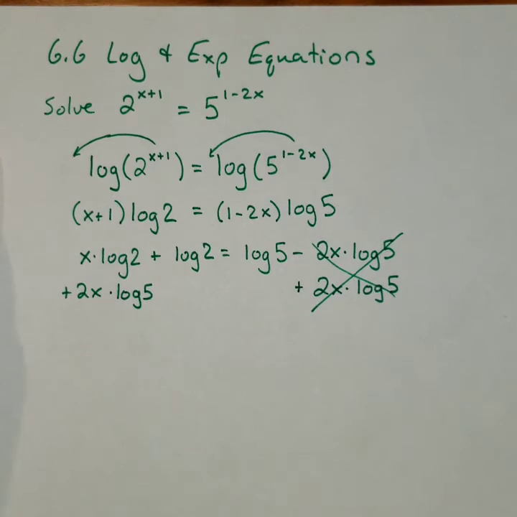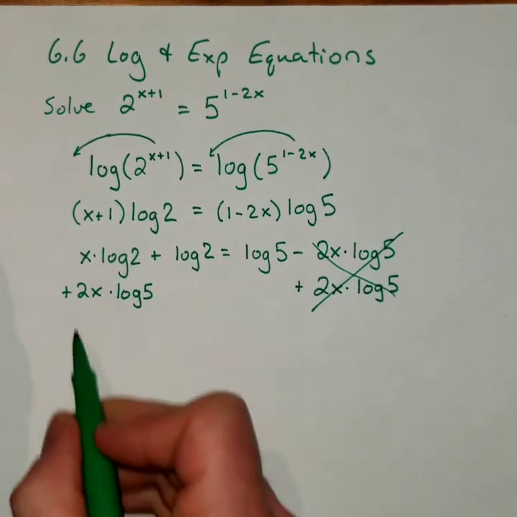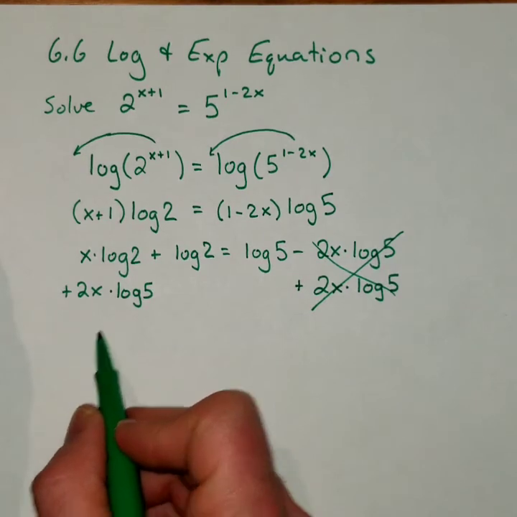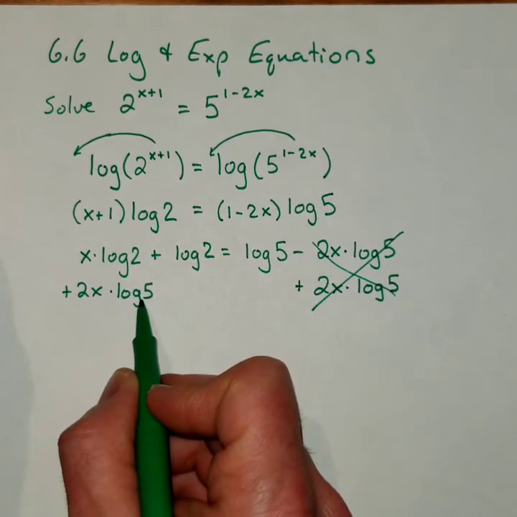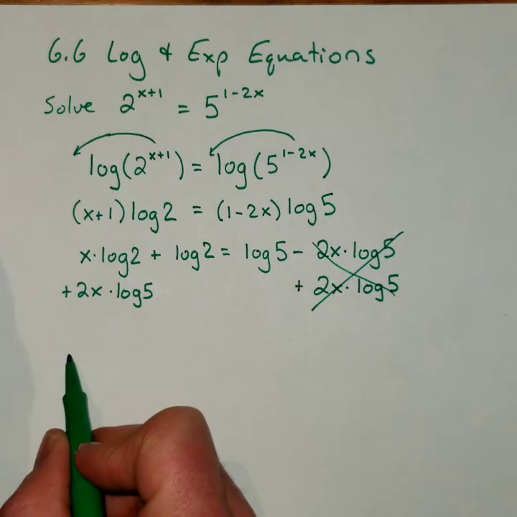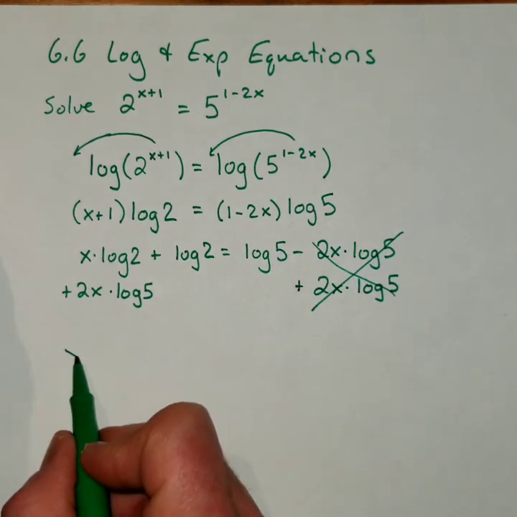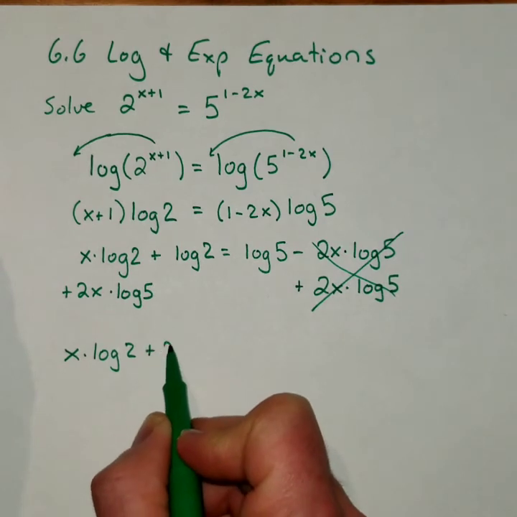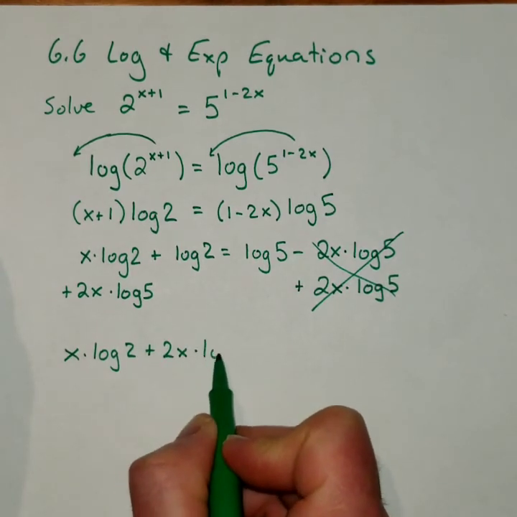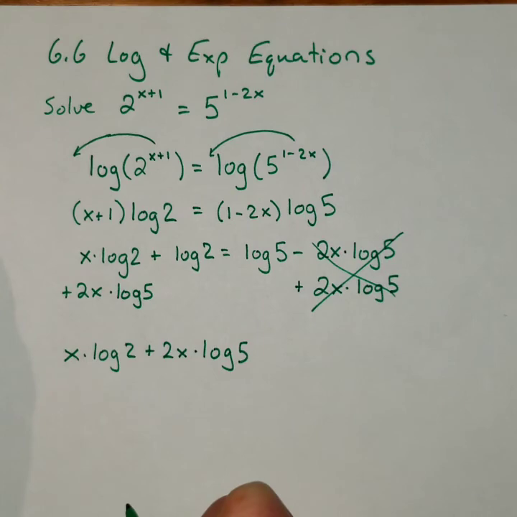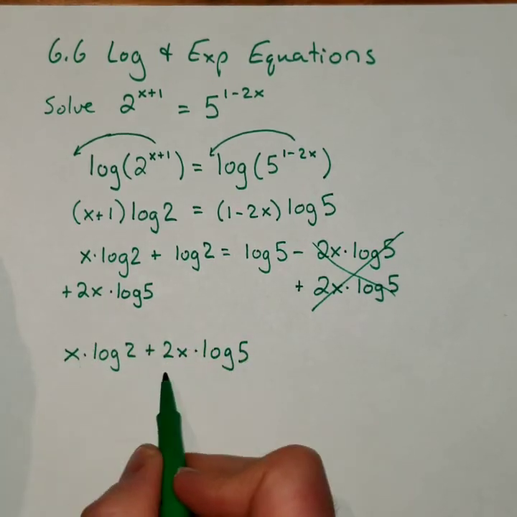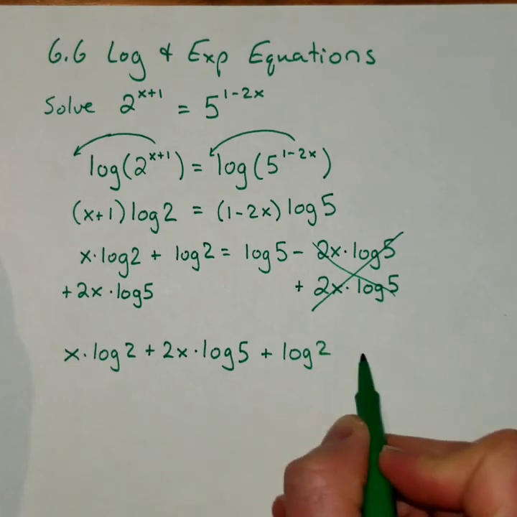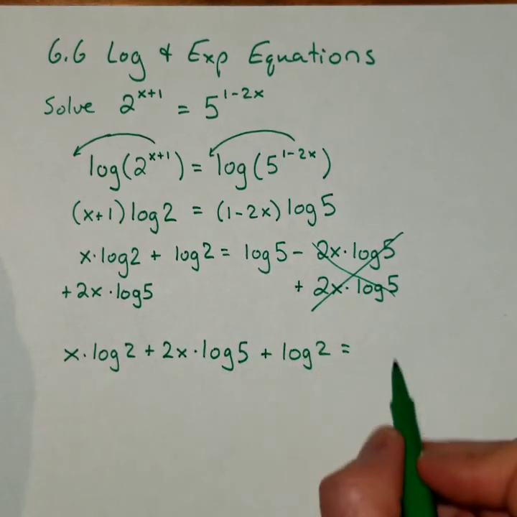Okay, it zeroes out on the right, and on the left I'm going to keep them. Notice the logs are different, so I can't just combine these as like terms. So it's going to be x times log 2 plus 2x times log 5. Okay, so that's two terms. I still have my log of 2, and that's all equal to log of 5.